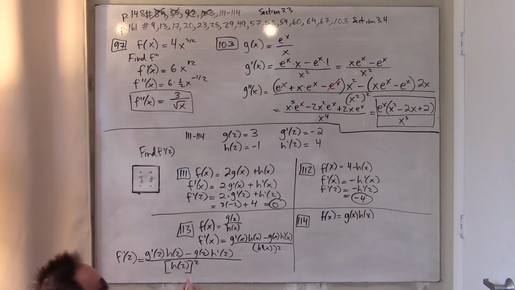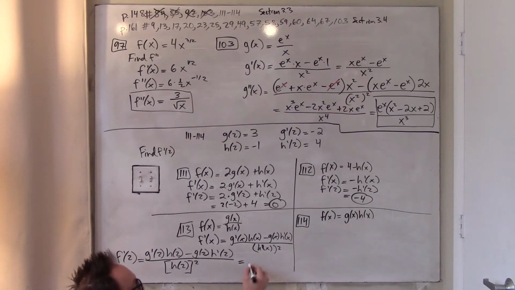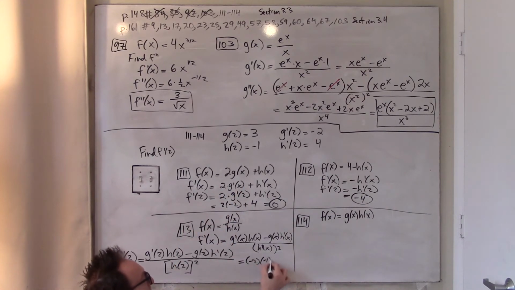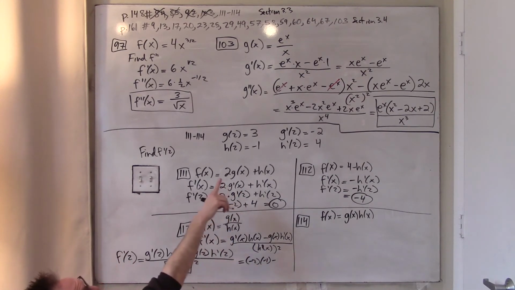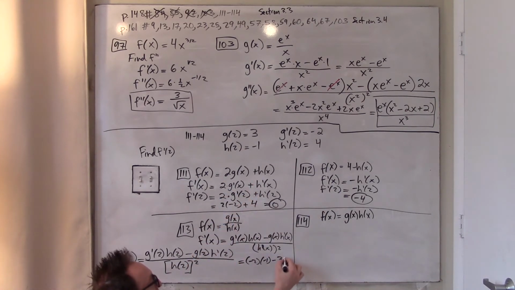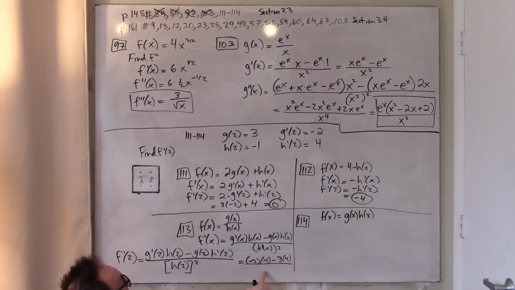The AP exam is a big fan of these kinds of problems because you can't sort of like cheat on them or like use a calculator or whatever. They really are like pure thinking problems that force you to demonstrate that you understand the quotient rule. So, okay. Anyway, let's just do it. What is g prime of 2? It's negative 2 times h of 2 is negative 1 minus g of 2 is 3 and h prime of 2 is 4 all over h of 2, which is negative 1, squared.